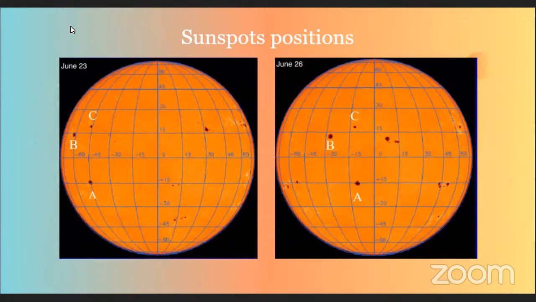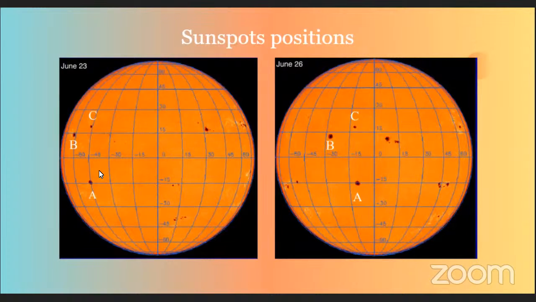Okay, now I want you to bring your calculators to calculate together the change in sunspot position. First, we will look at the horizontal line to see the difference in degrees between each sunspot position in 3 days, from June 23 to June 26. If we want to calculate the difference, we should calculate the final position of the sunspot minus the initial position. So let's start with sunspot A.